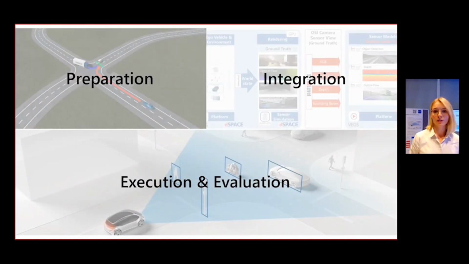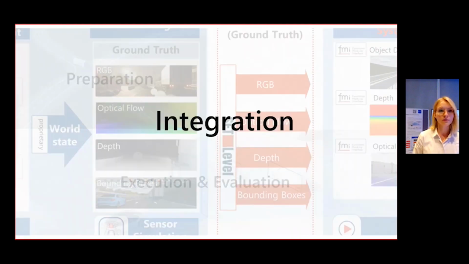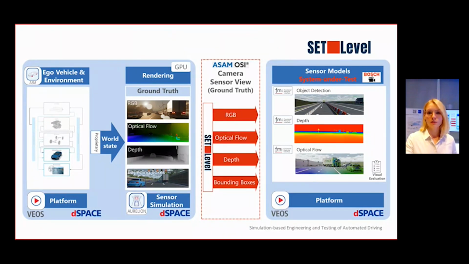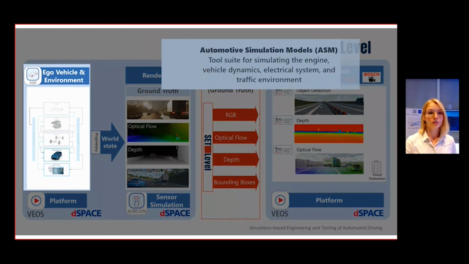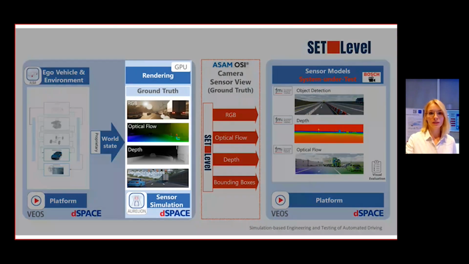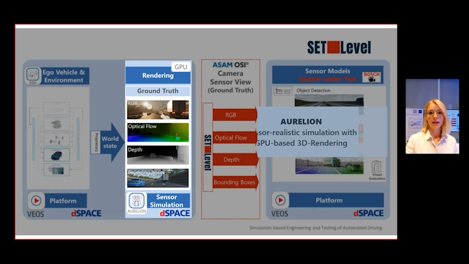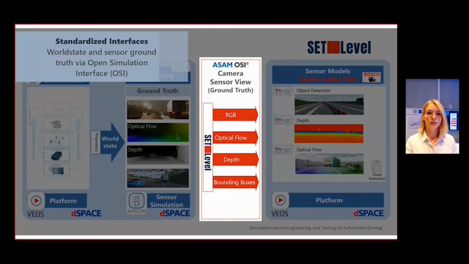We'll now have a look at the toolchain and the integration of the system under test. And here we can see the D-space toolchain. On the left, we have the automotive simulation models that provide information about the vehicle dynamics and the traffic environment. And the D-space tool Aurelion supplies the system under test with ground truth information, for example, RGB, optical flow, or depth. And in SET Level, we developed new and enhanced already existing Open Simulation Interface sensor view structures, which were also implemented in the D-space toolchain.